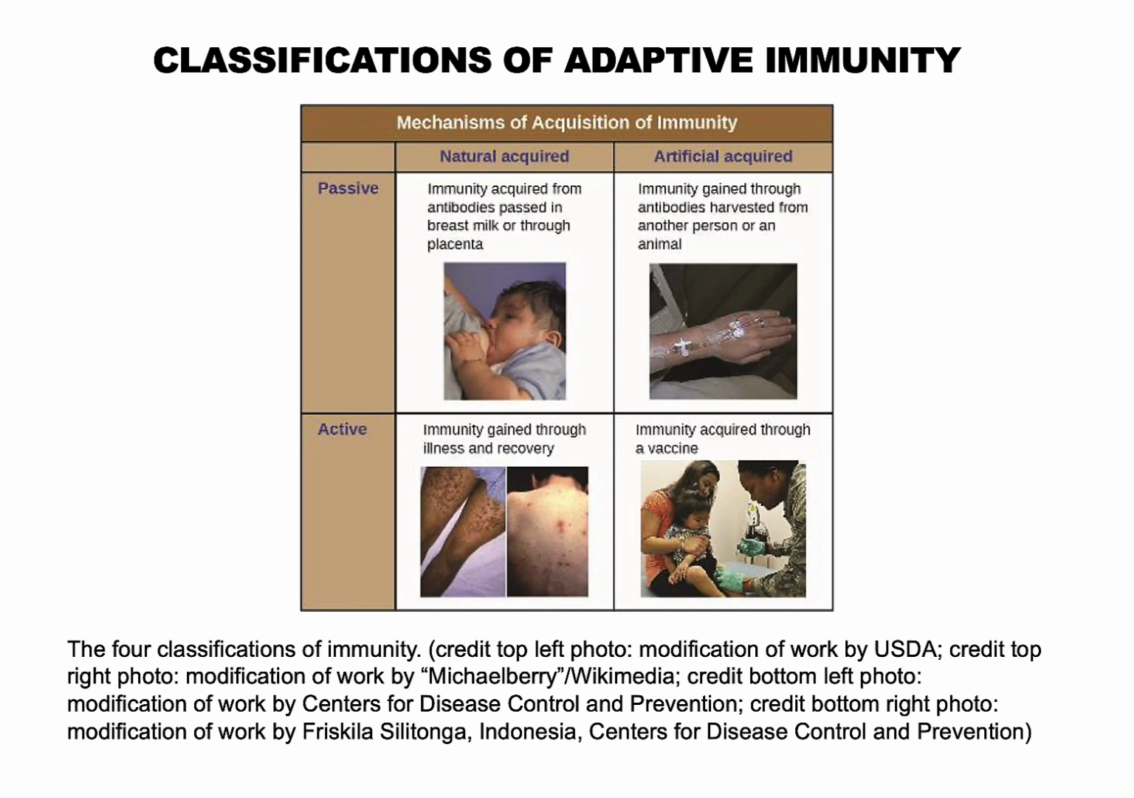Artificial active immunity forms the basis of vaccination, where individuals are intentionally exposed to weakened or inactivated pathogens or specific antigens to stimulate their immune response. This proactive approach aims to prepare the immune system for further encounters with the actual pathogens, ultimately enhancing protection and reducing the incidence of infectious diseases.